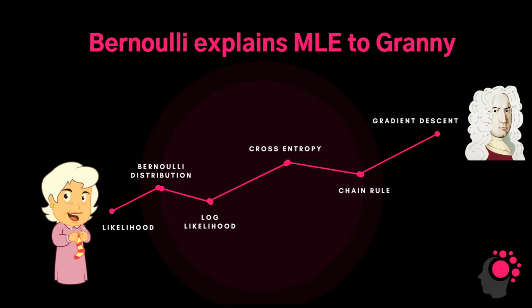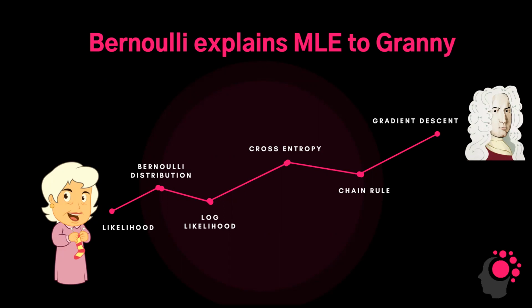Like what is likelihood? We're going to understand how that connects to the Bernoulli distribution, which is the reason we have chosen Jacob Bernoulli to explain this algorithm. Then we look at what is log likelihood, and how log likelihood is connected to cross entropy, which is then related to the chain rule, which is then related to gradient descent.